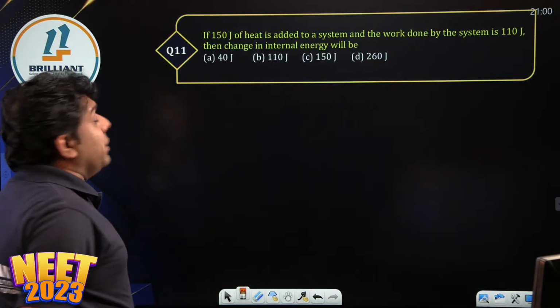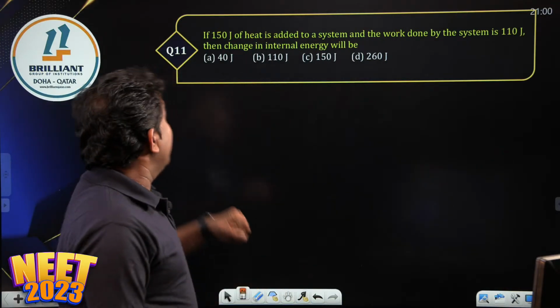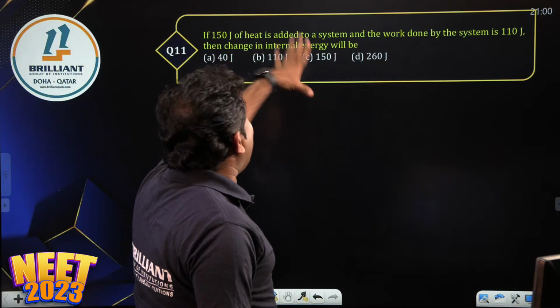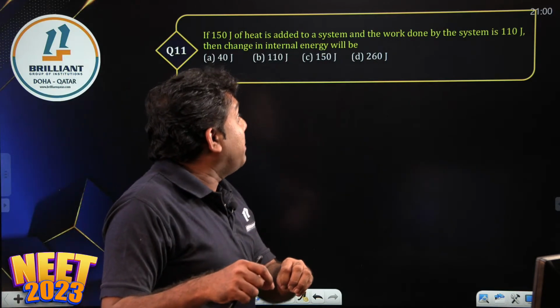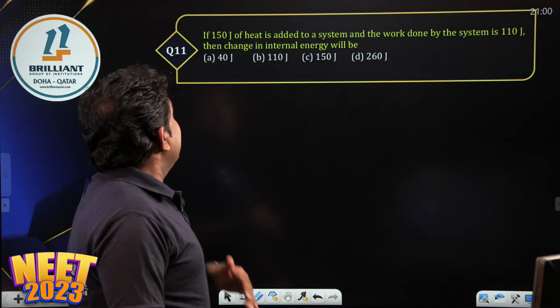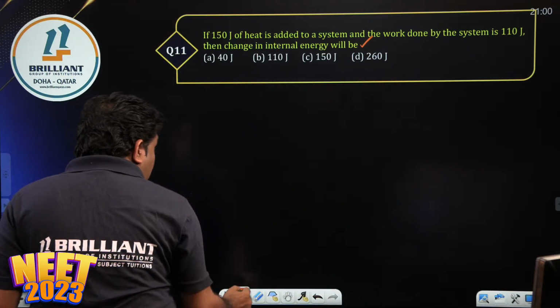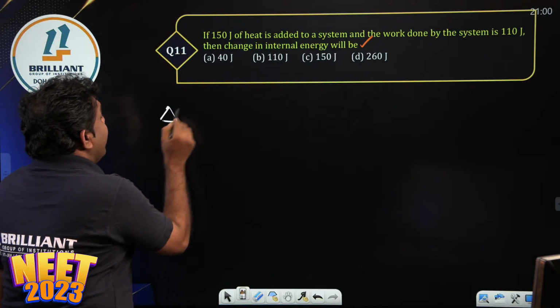Now we are trying question 11. What is question 11? If 150 joule of heat is added to a system and the work done by the system is 110 joule, then the change in internal energy will be? How will we find the change in internal energy? What's the formula for delta U?